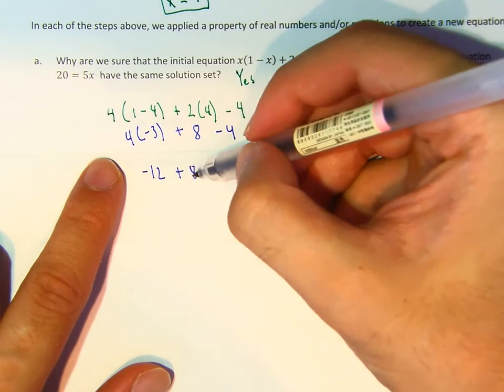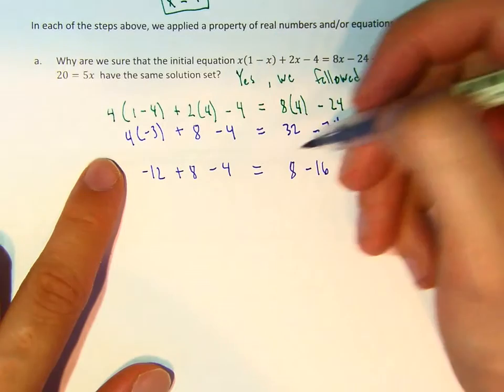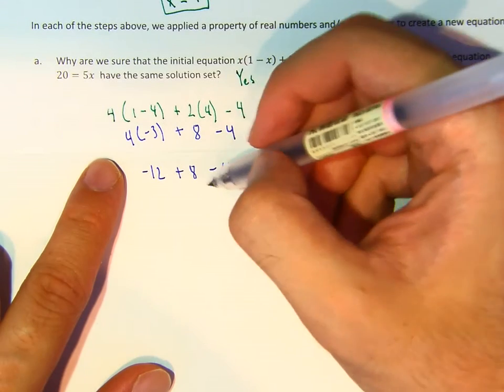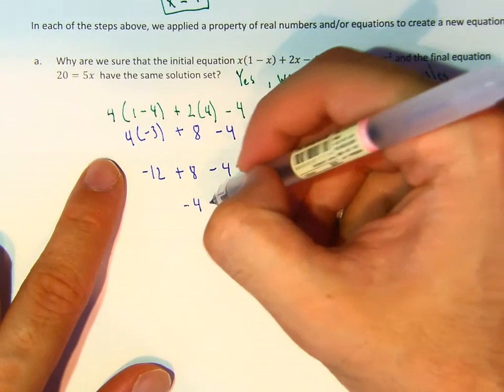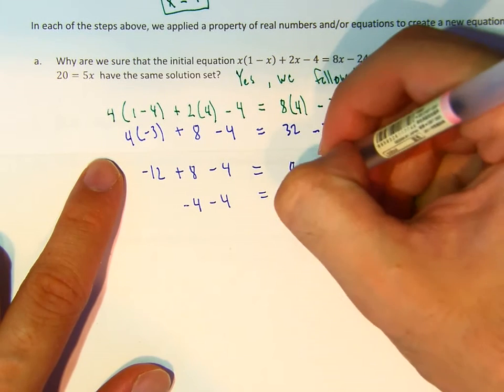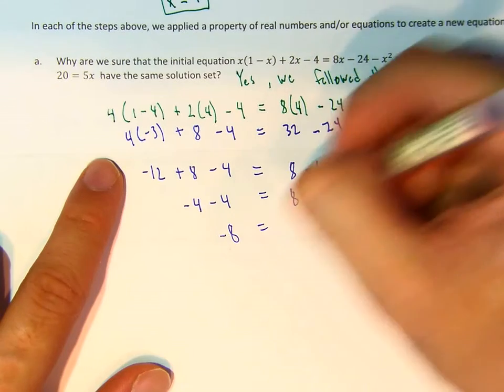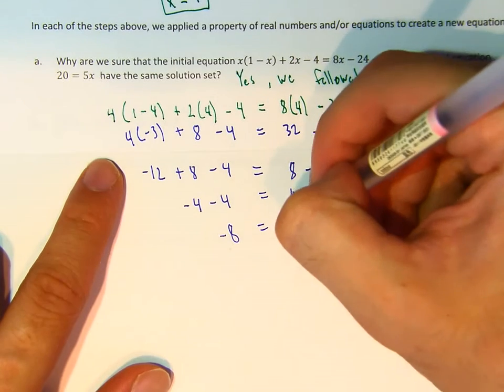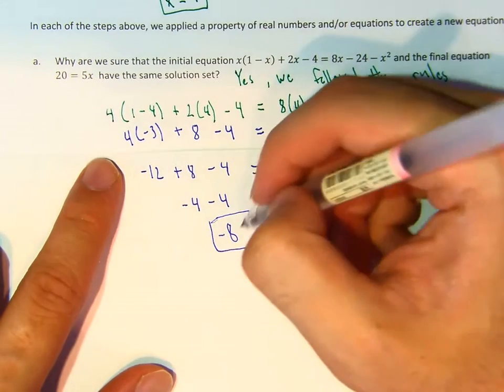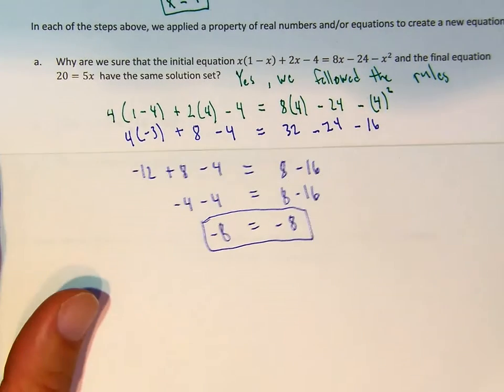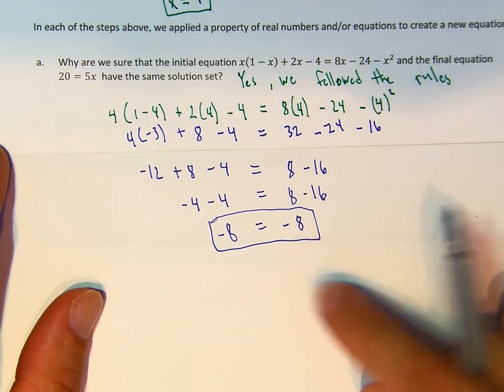Now here, what is negative 12 plus 8? That is negative 4, minus 4 is equal to 8 minus 16. Negative 4 minus 4 is negative 8, and 8 minus 16 is negative 8, and notice how we have one side equal to the other side. So it held. Okay, and that was the check.